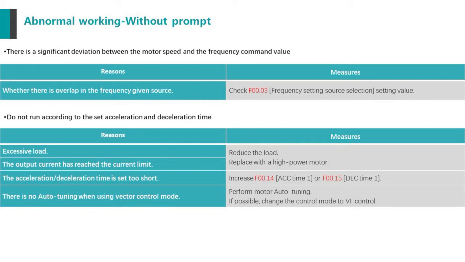But if the motor acceleration or deceleration has some problem, it could be the acceleration and deceleration time, or there may be some excessive load with high inertia. For high inertial loads, such as ventilation fans, the stop process takes a long time, and you must consider this when you're setting the deceleration parameters.